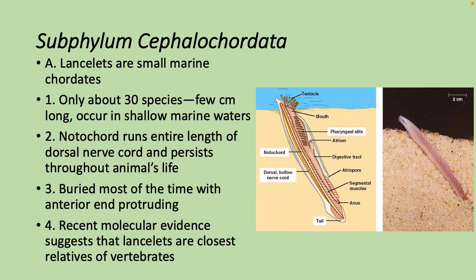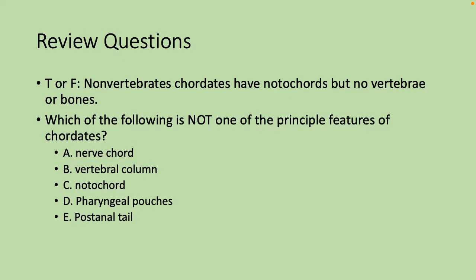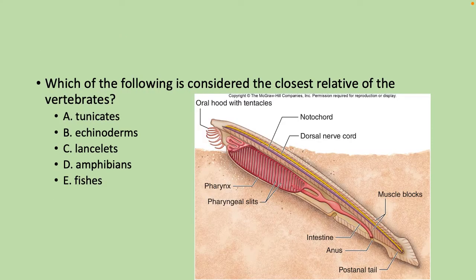All right, review question, true or false? Non-vertebrate chordates have notochords but no vertebrae or bones. That's true. Which of the following is not one of the principal features of chordates? B, vertebral column, because they don't have vertebrae. Okay. Which of the following is considered the closest relative of the vertebrates? The lancelets. Yeah, the lancelets, C.